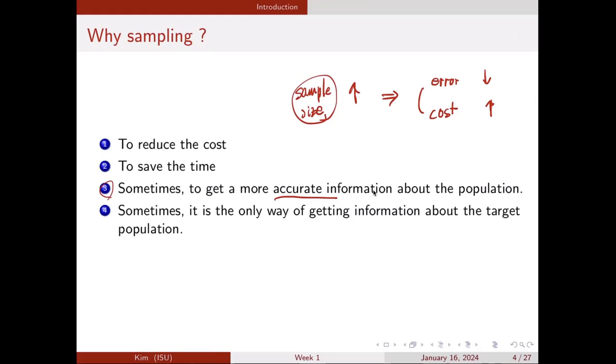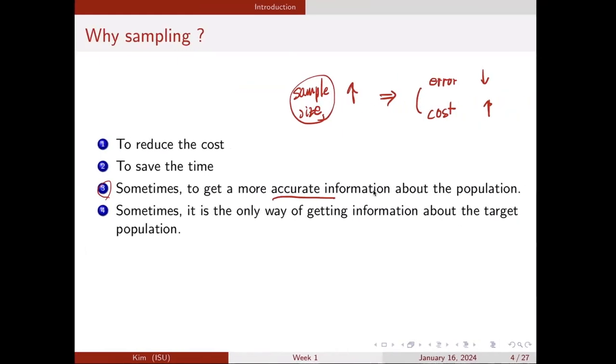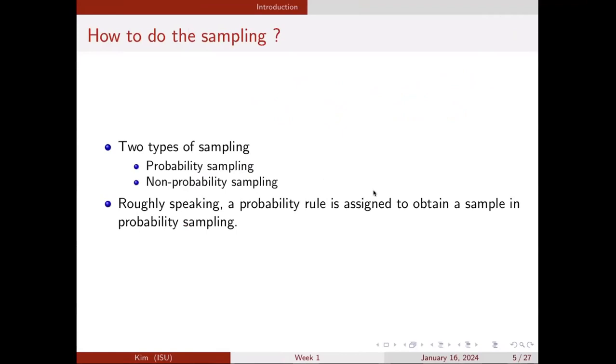And also sometimes it is the only way of getting information about the target population. Suppose you are in a factory, right? You want to do a car safety test. You cannot really do the safety test for every car, right? You want to sample the manufactured cars so that you can get an estimate. So that is the idea of sampling for quality control.